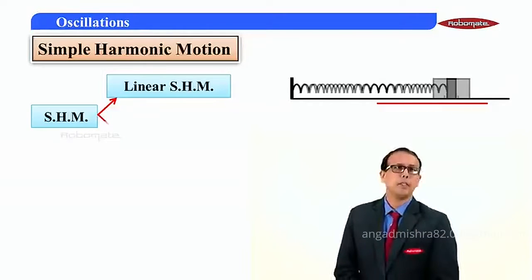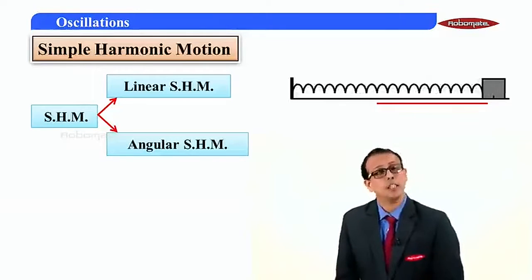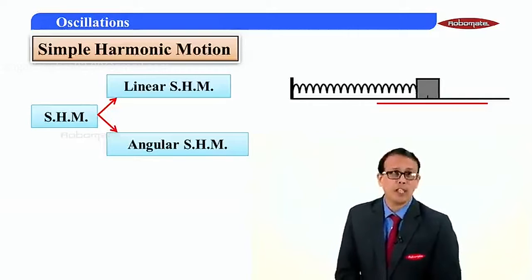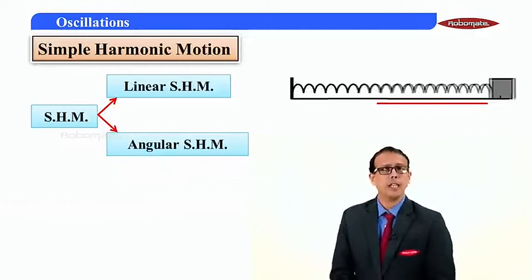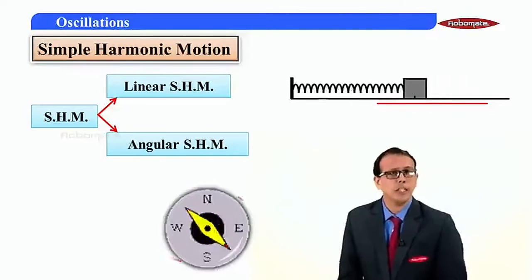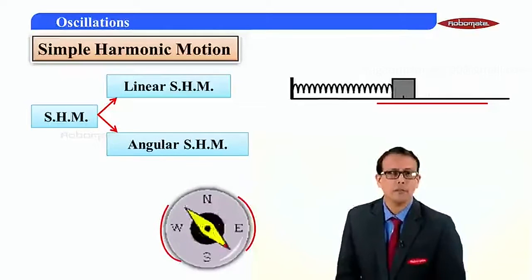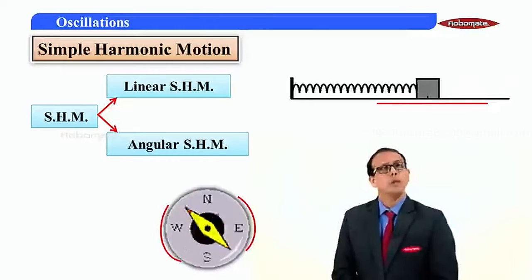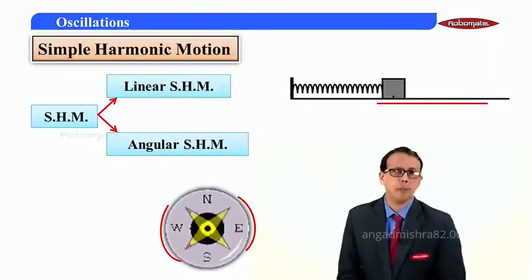And the second type is angular SHM. Now if linear SHM is a straight line path, then obviously angular SHM will be some curved path. Take an example here. The needle in a magnetic box, as you can see, it is to and fro motion, but the path is a curved path. So we studied what is harmonic motion, and we have just introduced the word simple harmonic motion in this module.